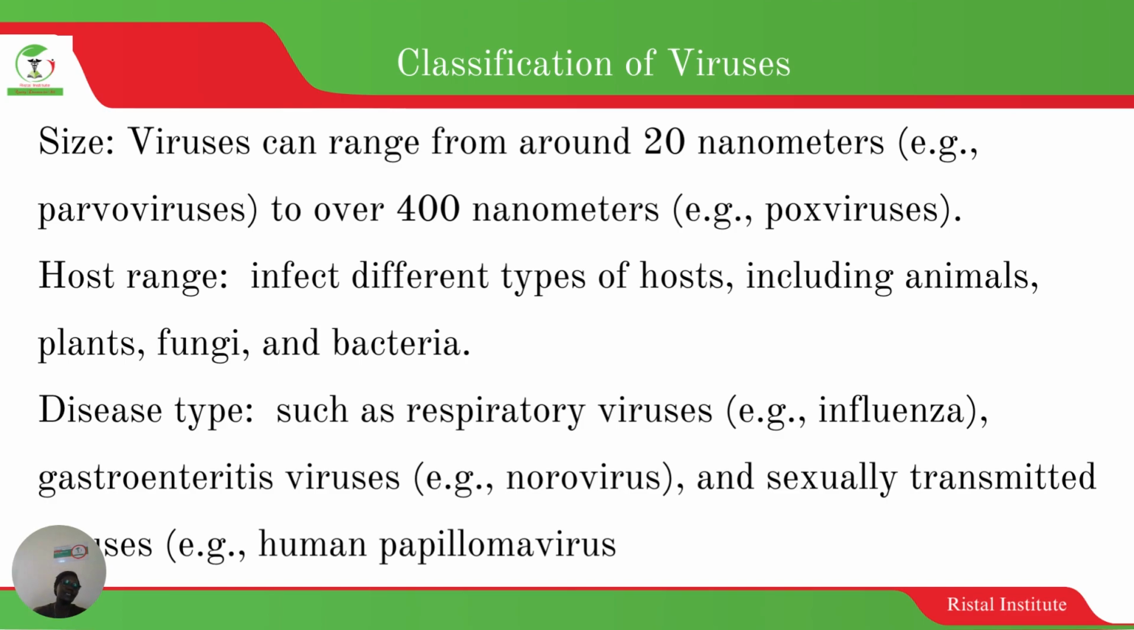Let's look at classification by host range. Remember, viruses can infect different types of hosts. These can mean animals, plants, fungi, and also bacteria. Classification according to disease type. Viruses can cause respiratory diseases. That's why they are known as respiratory viruses, for example, the ones which cause influenza. We have gastroenteritis, which is caused by the norovirus. Then we have the sexually transmitted viruses, for example, the human papilloma virus.